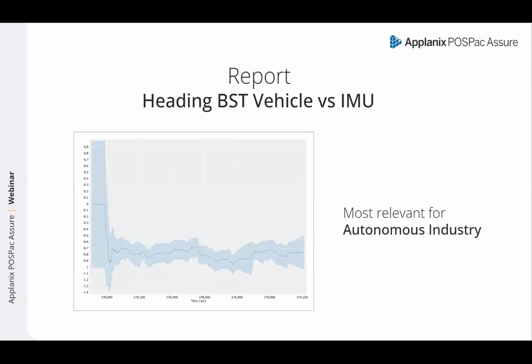Another interesting angle here is the heading bore sight between the vehicle and inertial measurement unit. So bore sight means like a misalignment. So there's going to be a misalignment between the vehicle frame and the inertial measurement unit frame. That is more relevant for the autonomous or robotics industry, not so much for the mapping industry, because in the mapping industry, you want to relate everything to the reference sensor, which could be a camera or LiDAR or whatever.